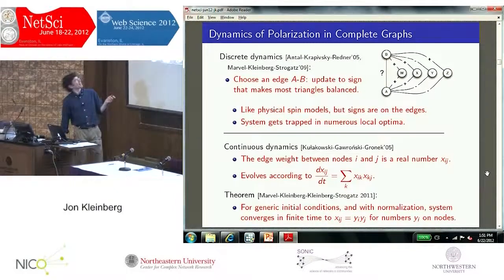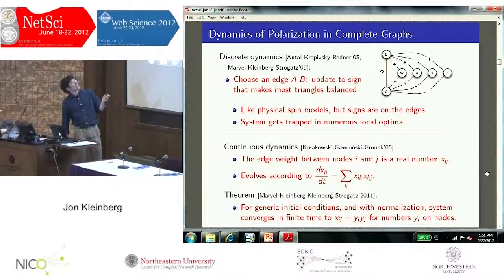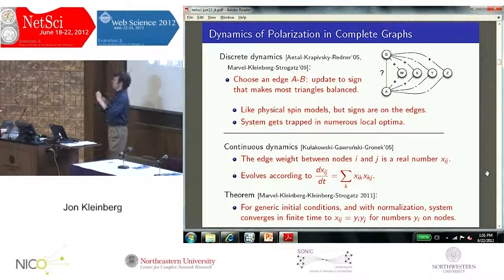The idea is that the trick here is not to think about plus or minus, but to think about the edge weight between us as a number. So it's a real number, x_ij, the edge weight between i and j. This real number can be positive, meaning friendship, or negative, meaning enemy, but it's not just plus 1 or minus 1. It can slide continuously, which gives the system much more freedom to move around and avoid obstacles.